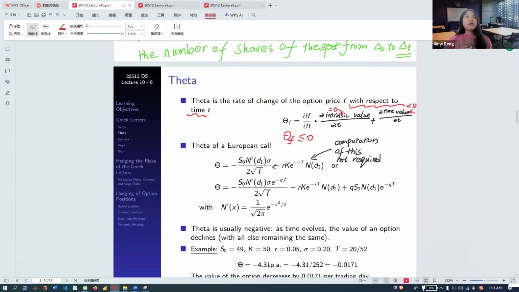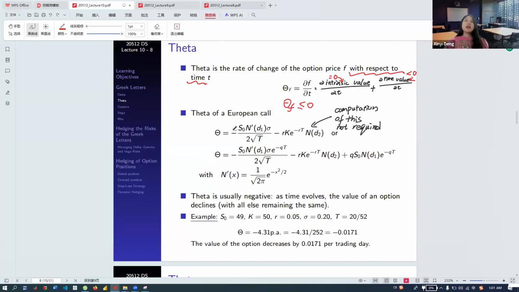Then we also have another Greek called theta. So theta is the rate of change of the option price f with respect to time t. So it's a first order derivative with respect to t, as we discussed earlier. One feature of theta is that it's no greater than 0. So it's smaller than or equal to 0.